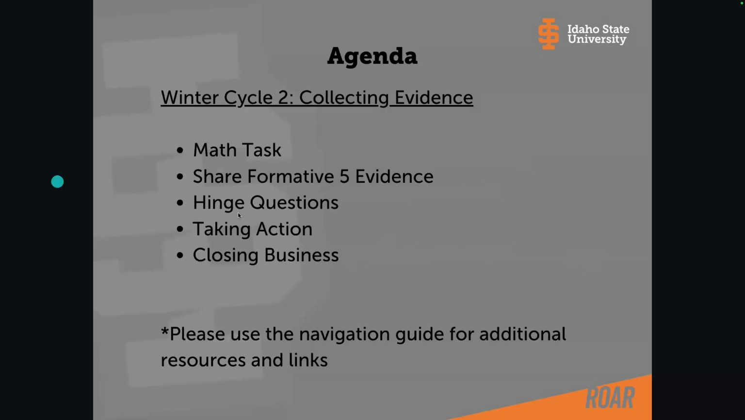So we're following up from what we were working on last month with collecting evidence. We're going to start with a math task today. We'll share our evidence, our formative five evidence. You guys have been collecting that. We'll take some time to share that with each other. We'll talk about hinge questions, do some things where we can take some actions, and then talk about our closing business. A lot of the stuff that we're going to do today, links and information, anything you'll need in the breakout rooms, will be in the navigation guide.